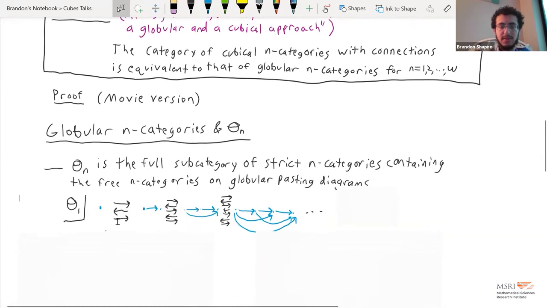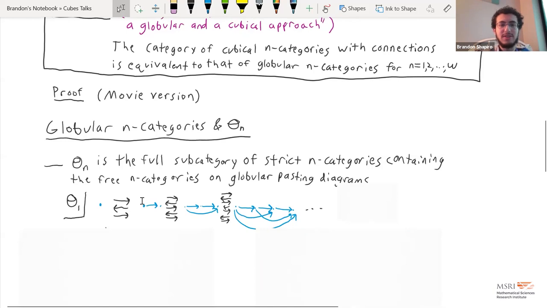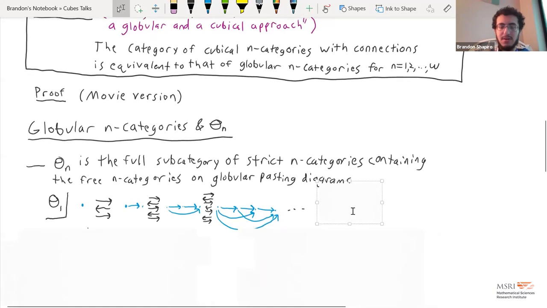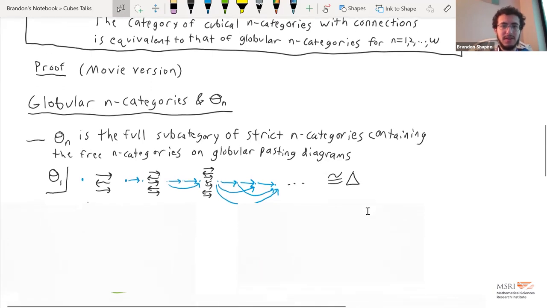Well, in dimension one, globular pasting diagrams just look like strings of arrows. These are things that in a one-category we can compose into a morphism. And you'll notice that, in particular, these are all one-categories, the ordinals, and this category of those ordinals is precisely the simplex category. So Theta 1 is just Delta, and we're generalizing up from there.